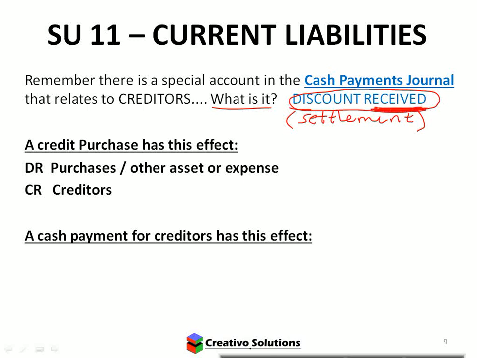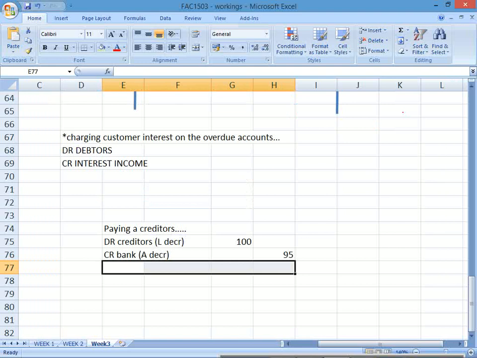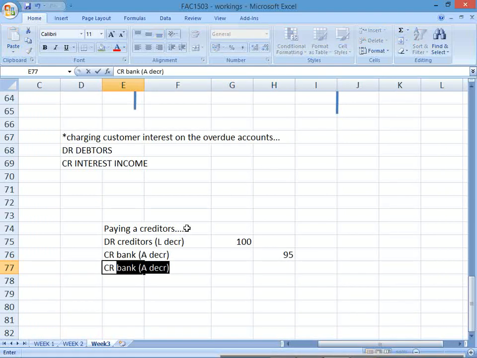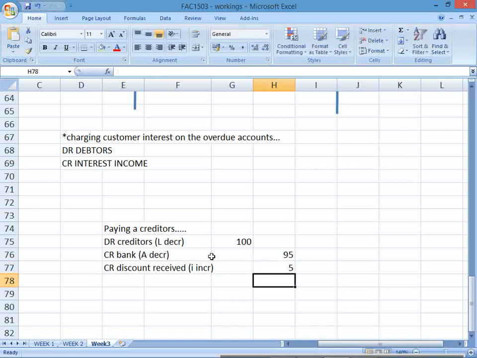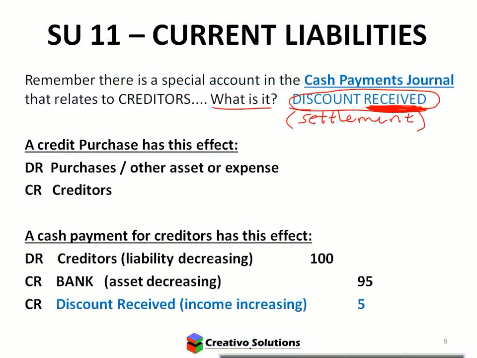What type of account is this? Received? What type of element? Yes. Received, meaning you got something. You got some benefits. So credit would have gone here. Discount received. And the 5 will go there. And that's what I've written here. So what we discussed is what's there.